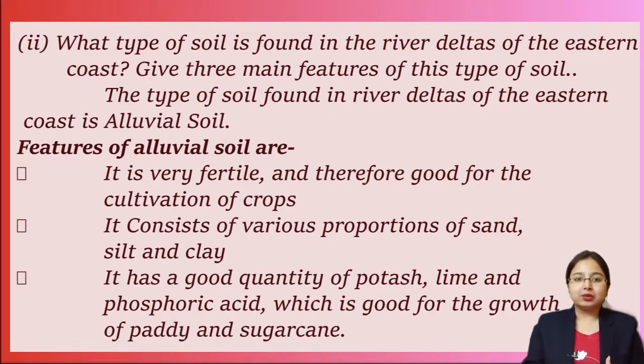Now let me tell you something about alluvial soil. Children, this name alluvial has been derived from the word alluvium. Alluvium means very fine particles. So basically this soil, alluvial soil, is known for its fertility. It is a very fertile soil, means it is the most fertile soil. So what can be the main features of alluvial soil?